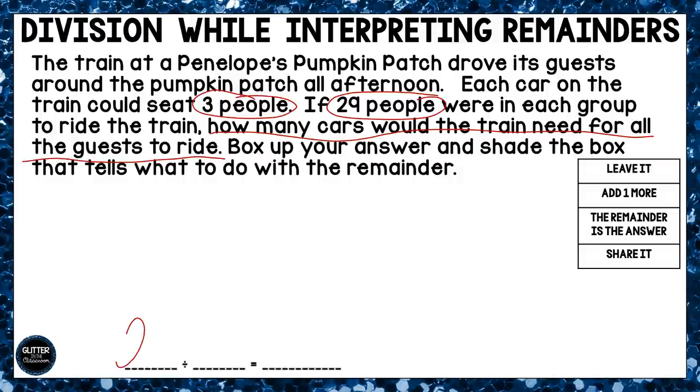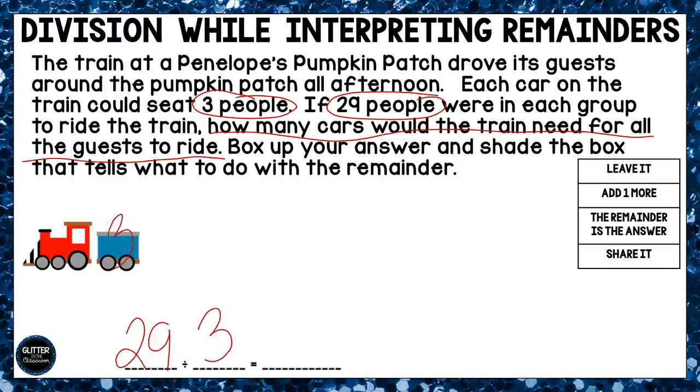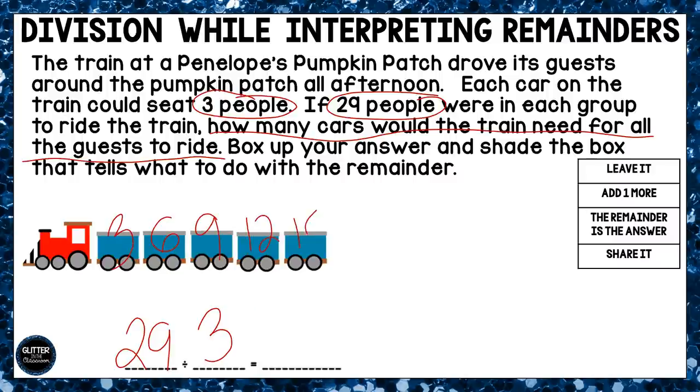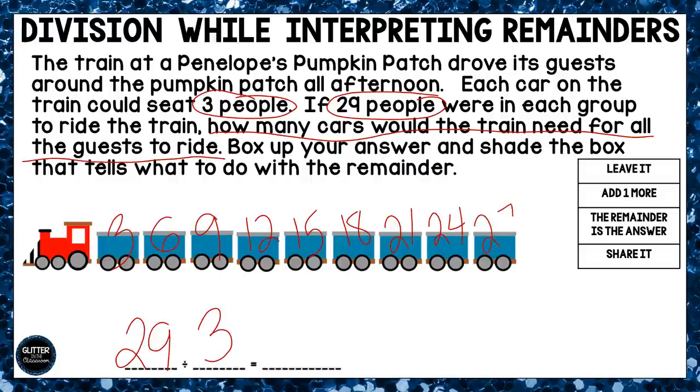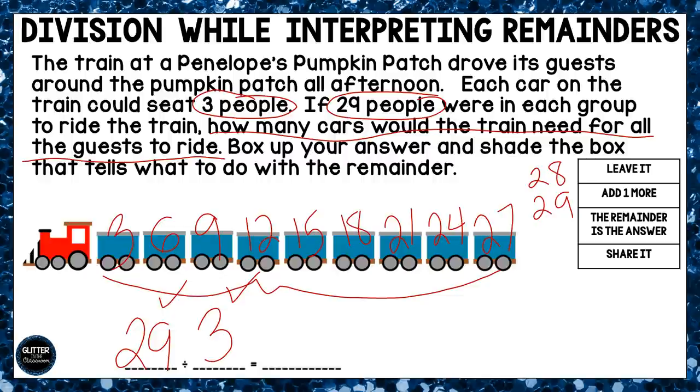So I know that I have 29 people in each group that are wanting to ride the train. And in each car, 3 people can fit. So let's go ahead and set up our train. There are 3 people in one car, 3 more in another car, that is 6, 9, 12, 15, 18, 21 people, 24 people, 27 people. And what about the 28th person and 29th person? All of these cars are even with 3 people in each car. So if I divide 29 by 3, my answer will be 9 with a remainder of 2.